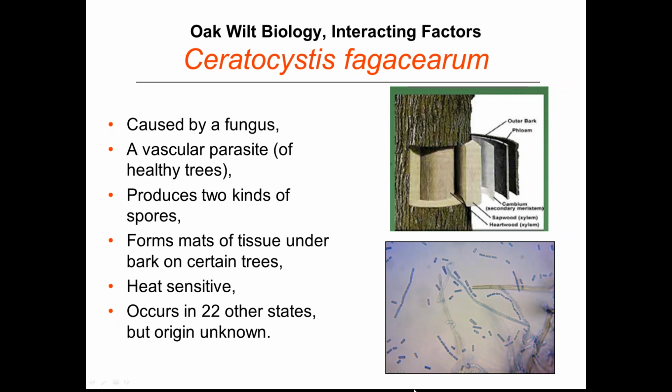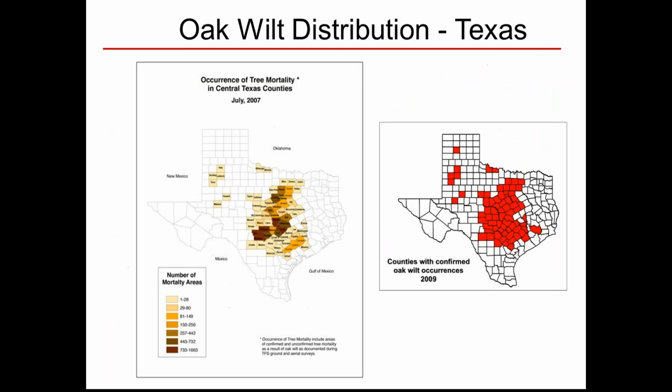As I said, it occurs in 22 other states in the United States. We're not sure where the oak wilt fungus came from. I speculate that perhaps maybe farther south in Mexico or Central America, and during the last ice age, as the ice receded, the fungus moved its way up with the oak trees as they started to colonize North America. But at this point, it is found nowhere else in the world except the United States.